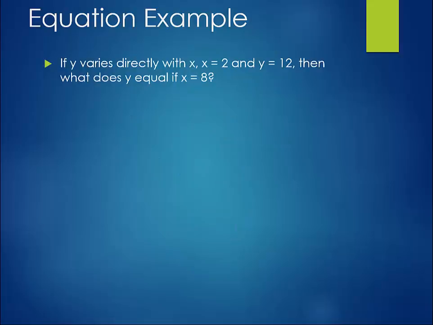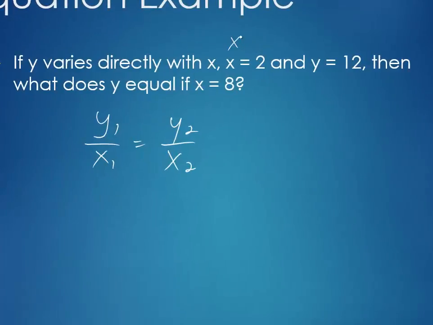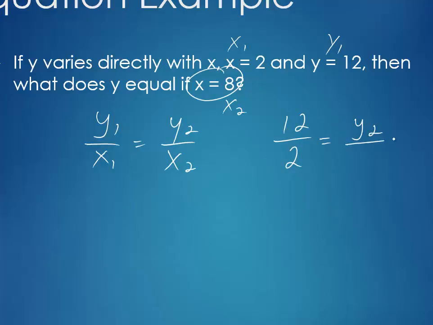Second example. Again, we need to use our equation. y1 divided by x1 equals y2 divided by x2. And our first x is going to be x1. Our first y will be y1. And our second x will be x2. So plug in what we have. We're going to have y1 of 12, so 12 divided by x1, which is 2, equals y2, which we don't have, so put y2, divided by x2, which is going to be 8.